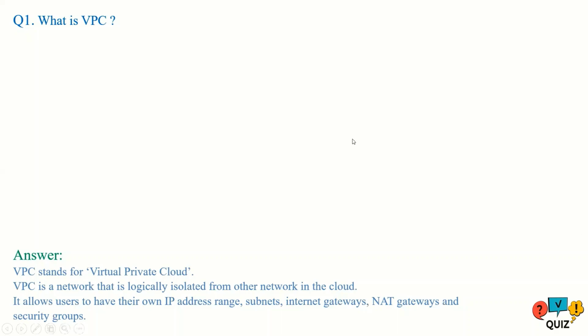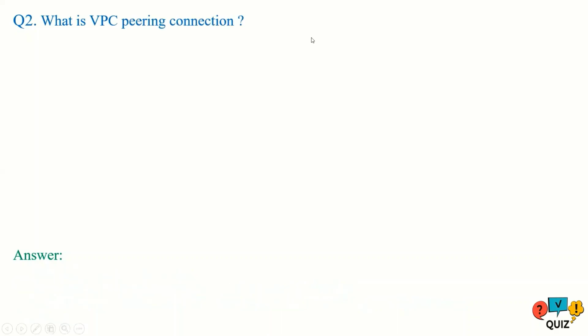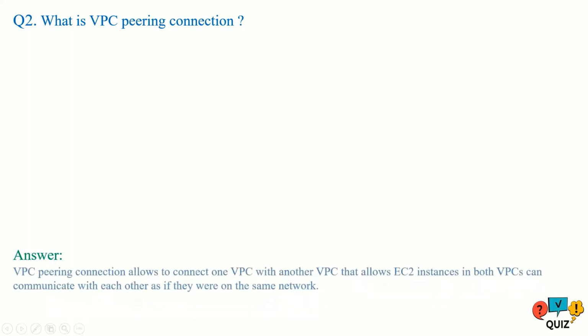All right, let's move on to the next one. What is VPC peering connection? VPC peering connection allows you to connect one VPC with another VPC, so that EC2 instances in both VPCs can communicate with each other as if they were on the same network. Okay, let's proceed to the next question.